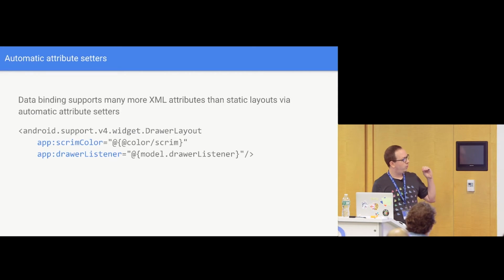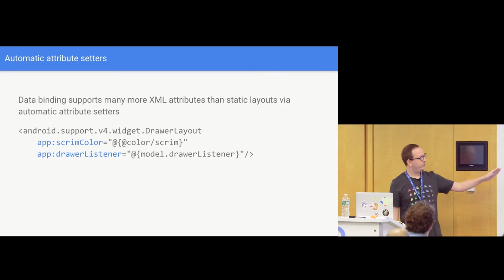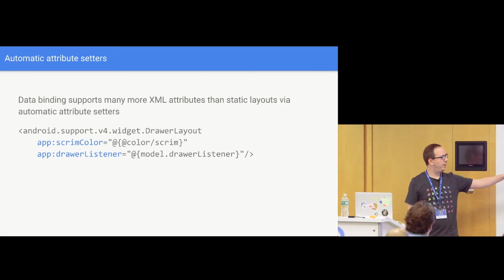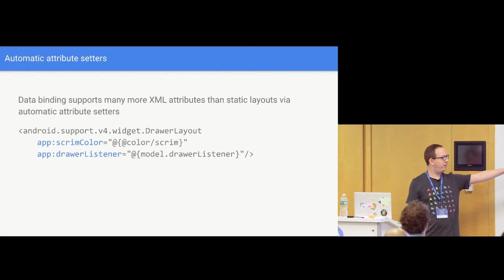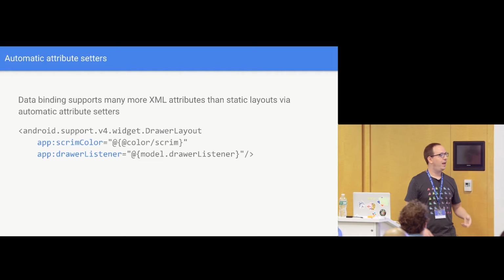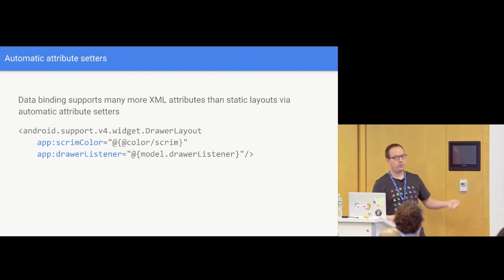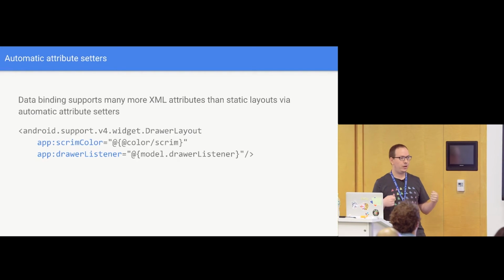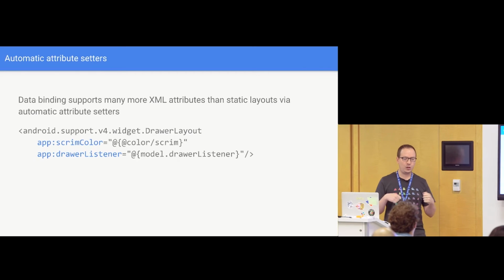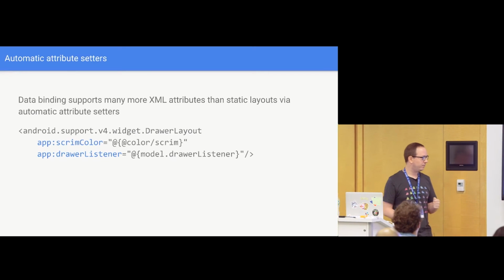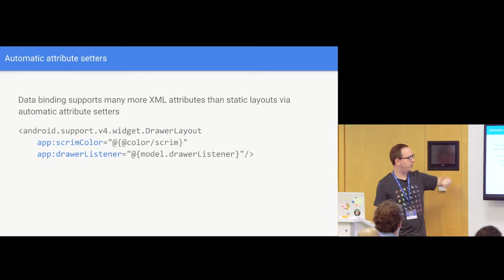So what data binding does is it looks at the class drawer layout and says, can I find a class that matches this method and call that automatically? And conveniently, yes, there is a method called setScrimColor on drawer layout. So basically, it allows you to just kind of use a little magic to make your life easier. Same story goes with the drawer listener.